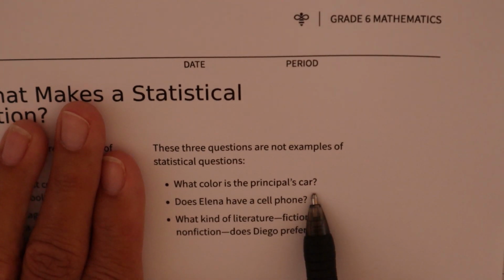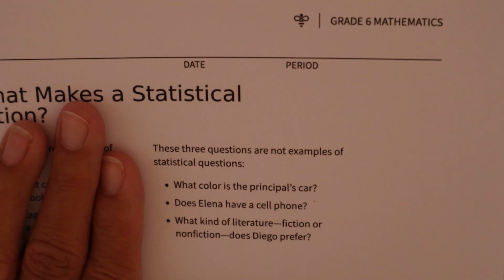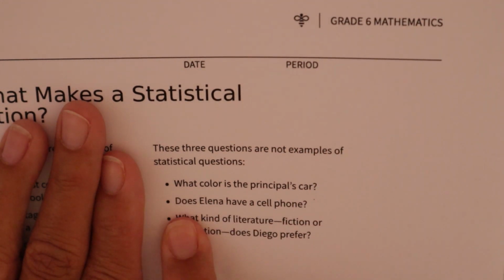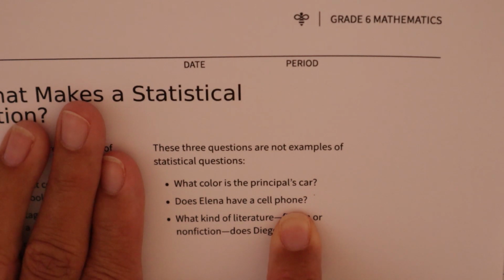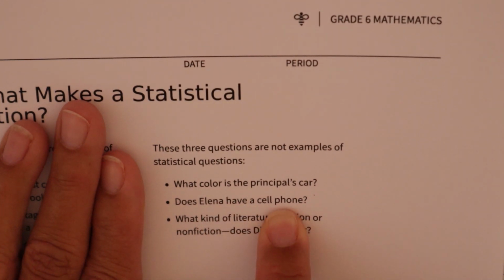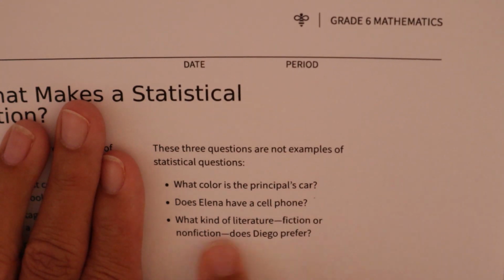Now let's look at the 3 examples of questions that are not statistical. What color is the principal's car? Okay, well this is one answer. What color is Mrs. Scott's car? I don't even know actually. But there's no gathering of data because it's just one answer. 2, does Elena have a cell phone? Again, that's another one answer. It's one person, one phone. It's a yes or no question. If it's a yes or no question, it will never be a statistical question.